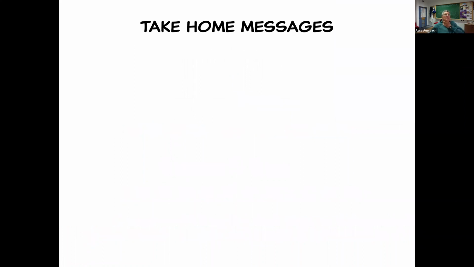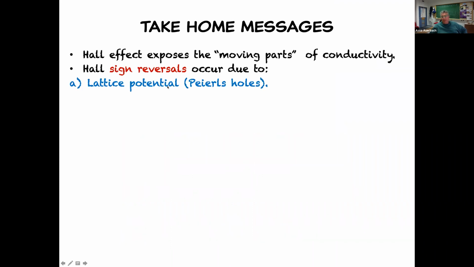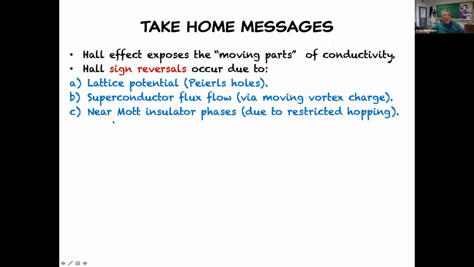So what are the take-home messages for those of you who survived the talk? The Hall effect exposes the moving parts of the conductivity, and the sign reversals can occur due to several reasons. The lattice potential parallels: of course, it's a highly quantum effect of interference that gives rise to this whole motion. And superconducting flux flow via moving vortex charge, again a consequence of the rigidity of the superconducting phase. And close to a Mott transition, you get a sign flip due to restricted hopping.